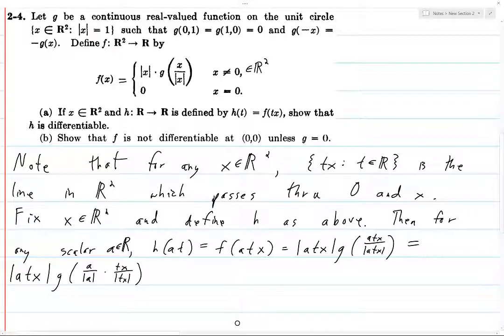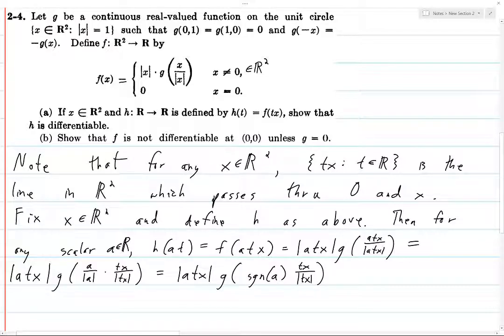So what we do is a divided by the norm of a. When a is positive, it's positive 1. When a is negative, it's negative 1. So it's the sign of a. So this is equal to the norm of atx times g of, now we have the sign of a, which I'm going to write as this. Then we multiply by tx over the absolute value of tx.